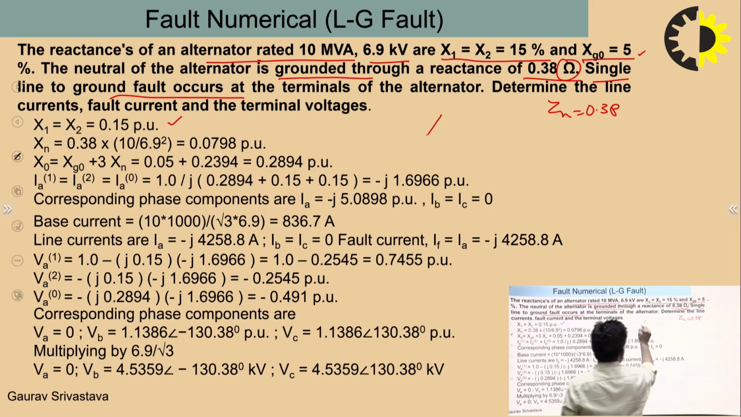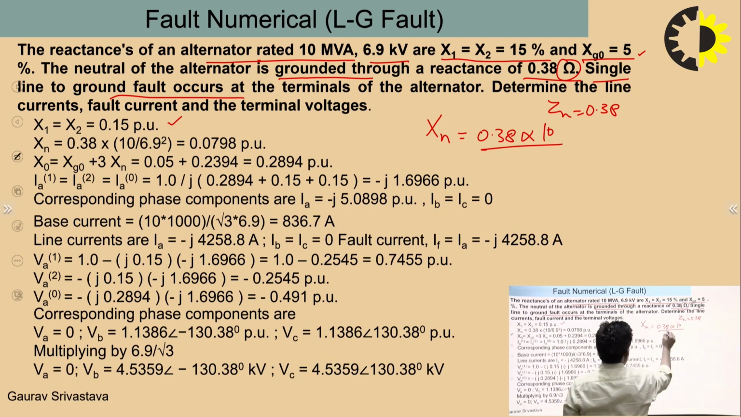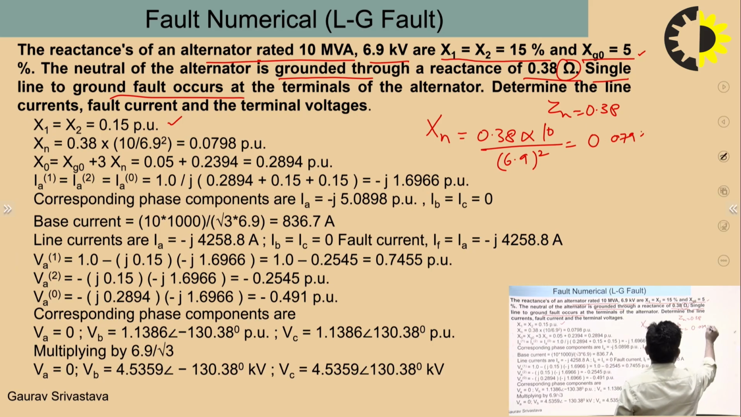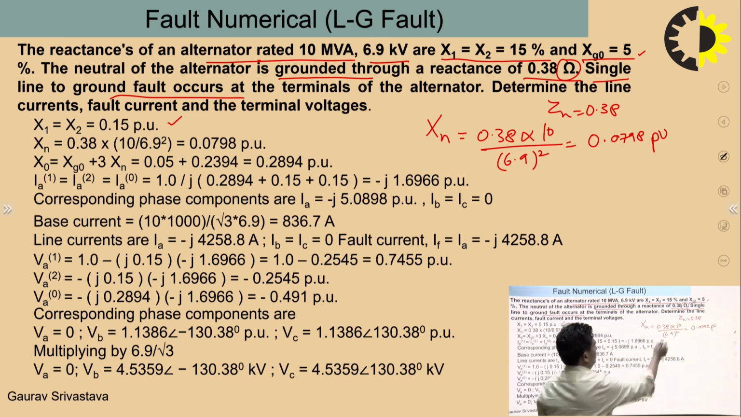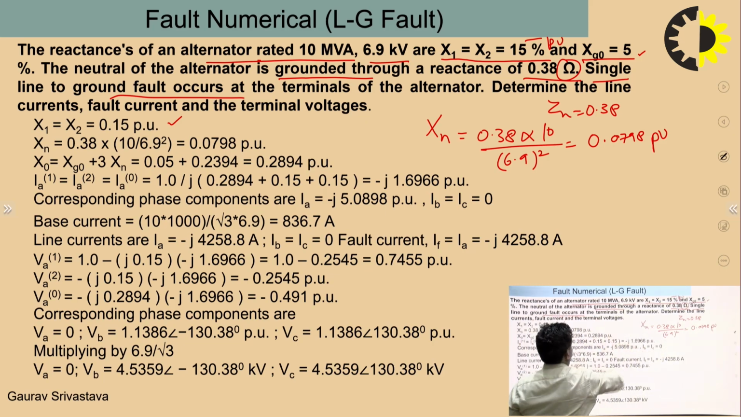First we calculate the per unit value of 0.38, with the MVA base given as 10 MVA and the voltage rating given as 6.9 kV. So the neutral impedance in per unit is given as 0.0798. All the values given in percentage will be changed into per unit right now. You can write it here.